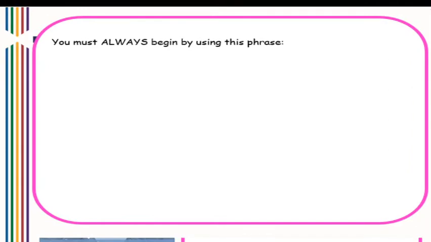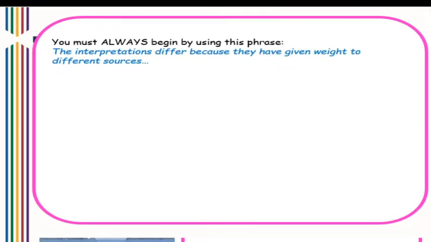So you must always begin by using this phrase. This is another little top tip for you as well. If you completely run out of time on this exam and you've purposely left these 4 markers last, and you're thinking time's pushing on, I just want to get onto the 16 marker, just write this one sentence, and then you can always come back to this question. You must always begin by using this phrase: the interpretations differ because they have given weight to different sources. That phrase, have given weight to, basically means they have given more importance to, they've placed more importance on one source over the other.